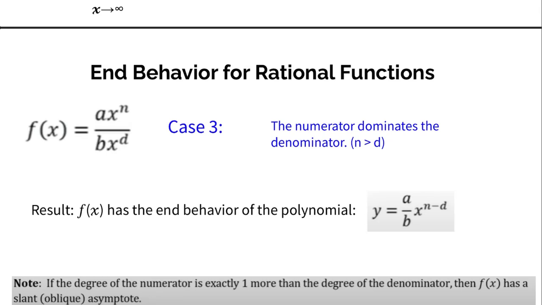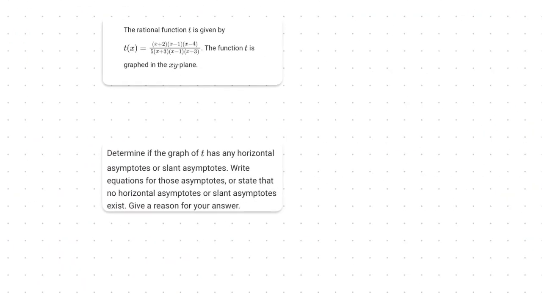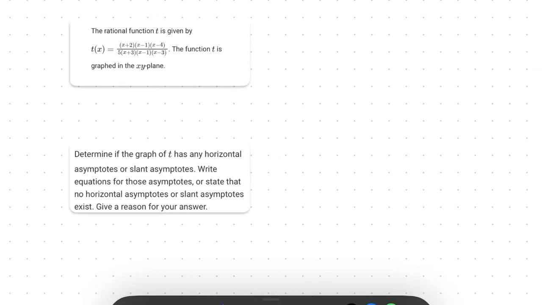So end behavior for rational functions. Again, this is the slant asymptote case. If we look at the bottom here, note if the degree of the numerator is exactly 1 more than the degree of the denominator, then f of x has a slant asymptote. We go back. If we multiply all these factors out, all I care about is the leading coefficient and the degree. When we multiply this out, x times x times x, right? We're multiplying this out 3 times.